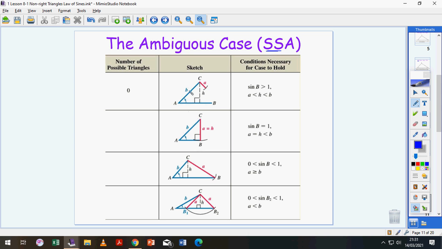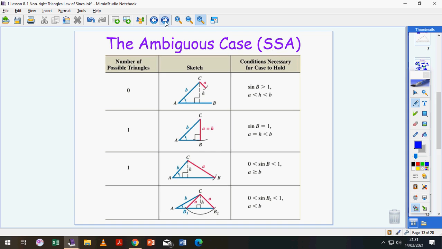It's possible that side A is too short to make a triangle at all, because you have two sides B and A. It might be too short, and you have angle A. It might be too short to make a triangle at all. It's possible that you have 0 possible triangles with your side and angle. It's possible that you have just 1 possible triangle with your side and angle.